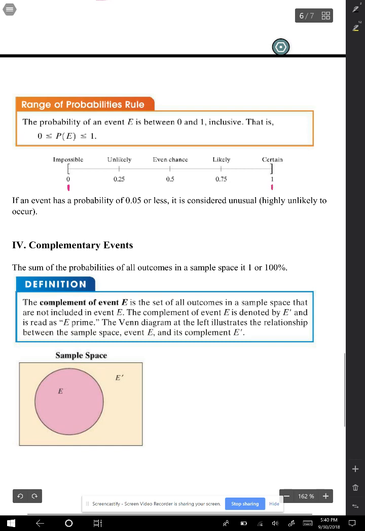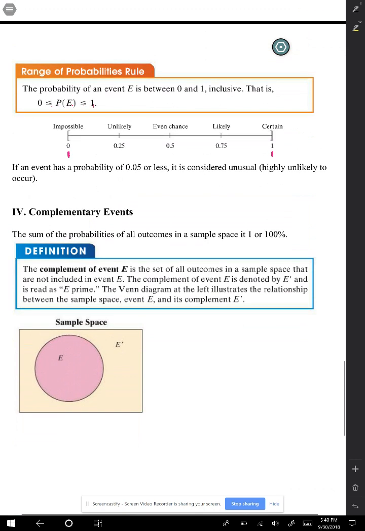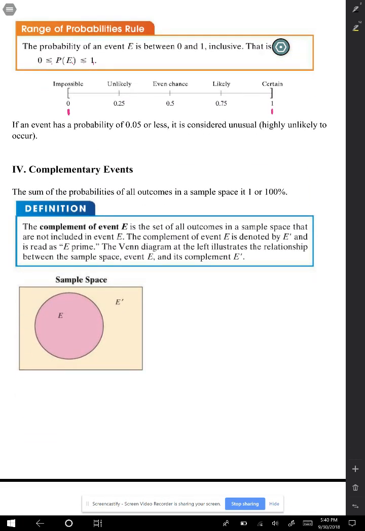And then all of the probabilities are going to fall between those two numbers. So it says the probability of an event is between 0 and 1 inclusive, meaning that it can be 0, it can be 1, or it can be any number in between. So you write that 0 is less than or equal to the probability of the event, which is less than or equal to 1. So if you're working one of these problems and you answer that the probability is 3.5, you've done something incorrectly because you can't have a probability greater than 1. And also you can't have a negative probability.